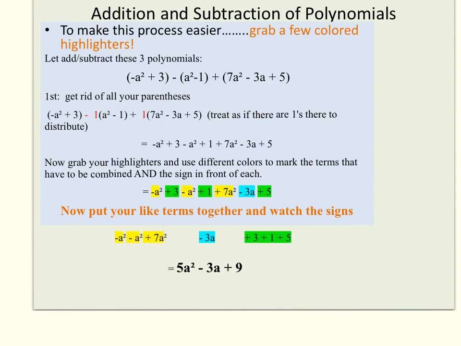When I combine my a squared terms, I have negative 1, negative 1, and positive 7. That combines to be a positive 5a squared. My negative 3a doesn't have anything to combine with, so I just write it into my polynomial. Positive 3, positive 1, and positive 5 combine to equal positive 9. My polynomial is completely simplified when I no longer have any like terms that can be combined. So there are no like terms left in this polynomial that can be combined. So the result is 5a squared minus 3a plus 9.